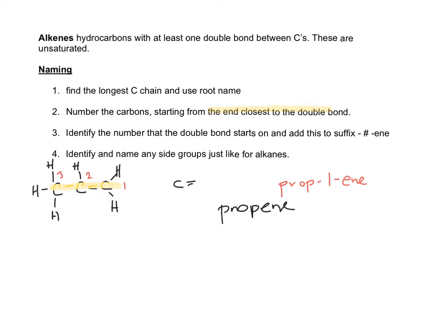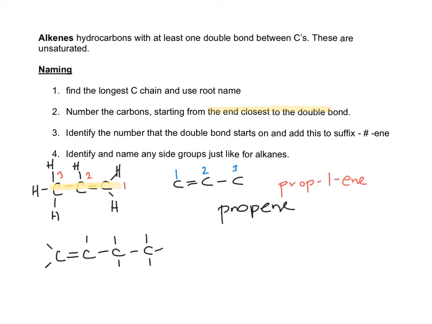So if the double bond is on the other end, you would start counting from that end. It's still between carbons 1 and 2. So it becomes redundant, but don't drop it. Always put it in because you're just learning. So prop-1-ene.